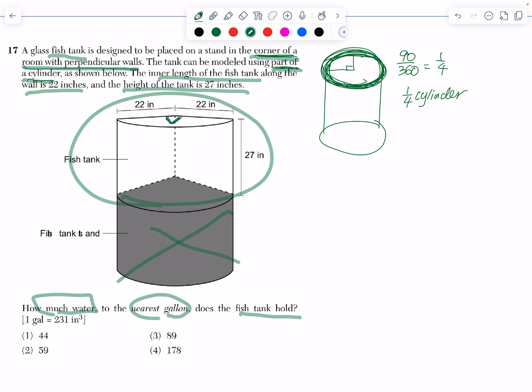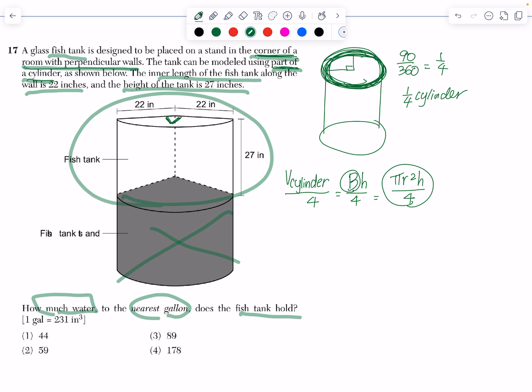All right, so now let's go back to the problem. So we want to find the volume of a cylinder. But to be more specific, we want 1/4 of it. So we're going to divide by 4. Now, if you go back to the reference sheet, the formula for finding the volume of a cylinder is base area times height. Okay, so divided by 4. Now, what is the shape of a base of a cylinder? It's a circle. So pi r squared. And then divided by 4. So this represents the volume of the fish tank.